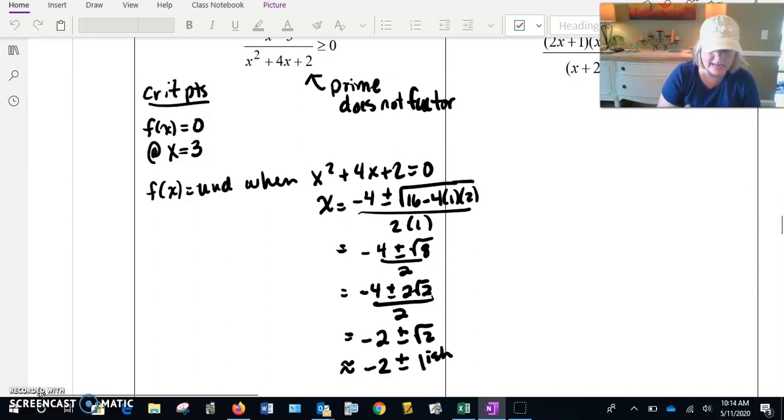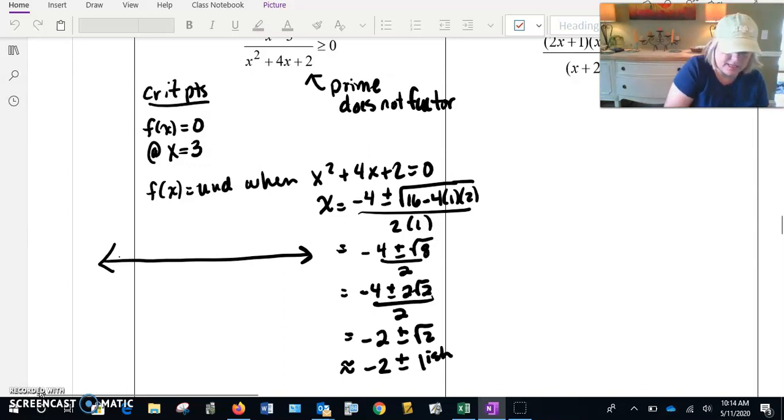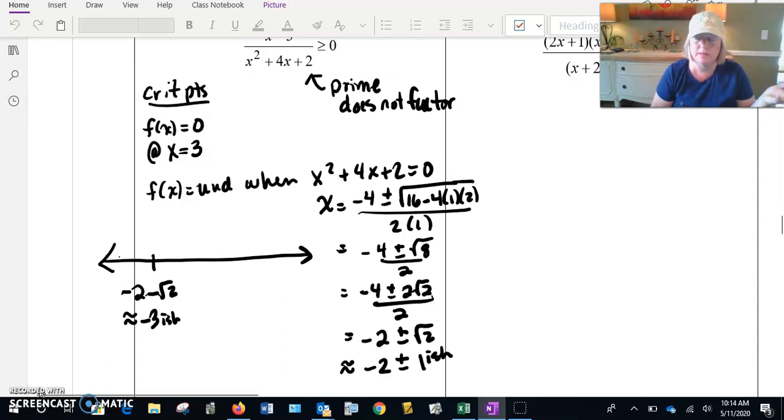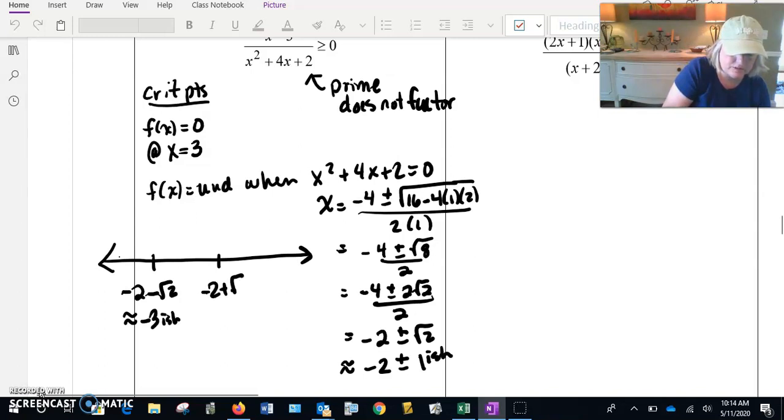If I'm putting it on a number line, which is our next step, I'm going to put my sign chart over here. Negative 2 minus 1-ish is a negative number, negative 3-ish. Negative 2 minus the square root of 2 is approximately negative 3-ish, just to get an idea of where it is. Negative 2 plus the square root of 2, when I only add 1-ish to negative 2, I'm still negative. It's something like negative 0 point something-ish, but it's still a negative number.